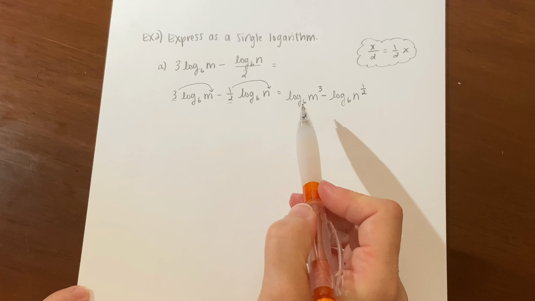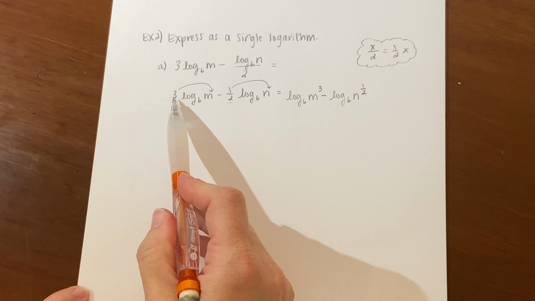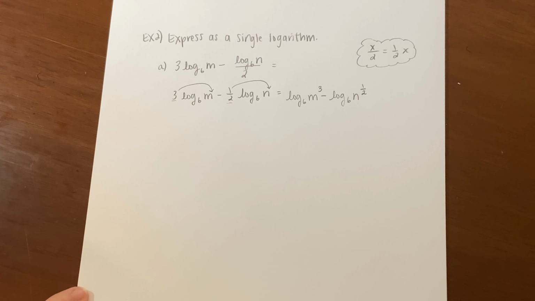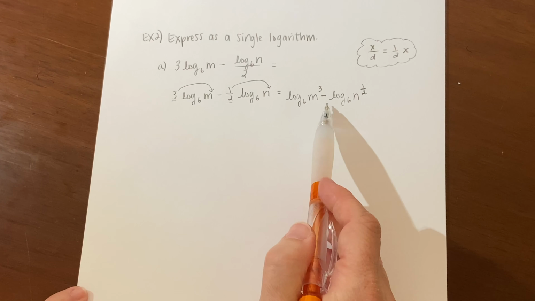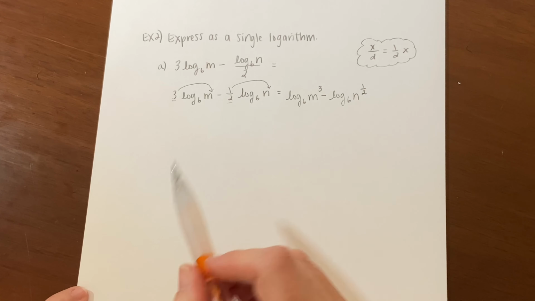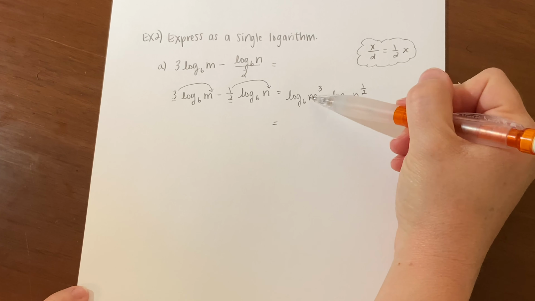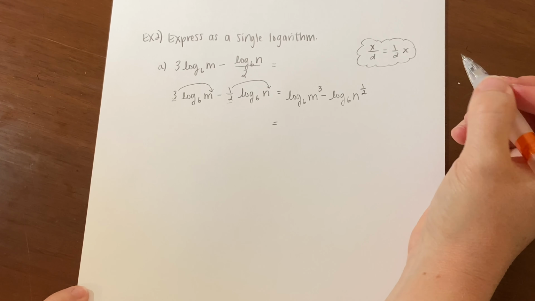So that's law 3, that exponents condense in this way. Then we have subtraction. Look at your laws. Which law has to do with subtraction? Law 2 says that subtraction goes with division.